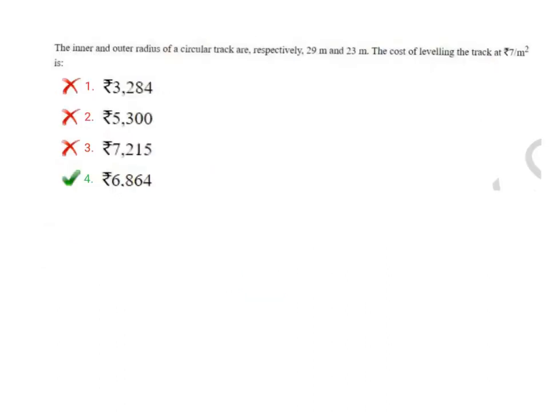Next, the inner and outer radius of a circular track are respectively 29 and 23. The cost of leveling the track. So you need to find out the area of the ring. In order to find out the area of a ring, it is pi capital R square minus small r square, 22 by 7. You can say capital R plus small r into capital R minus small r. Capital R minus small r is 6. Plus small r will be 52.